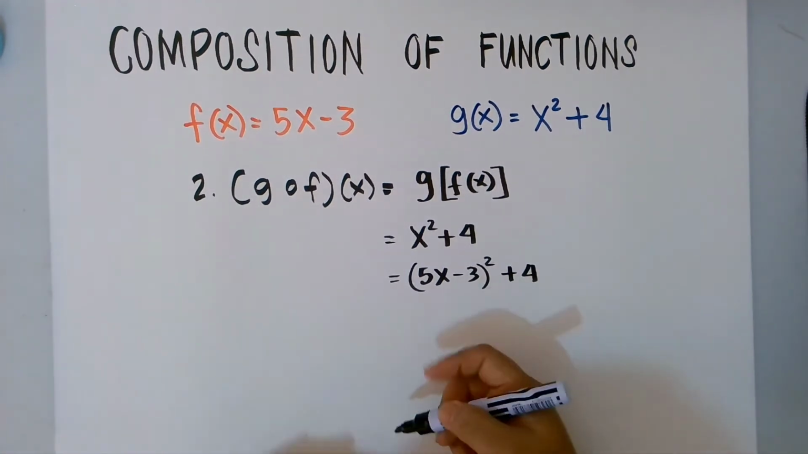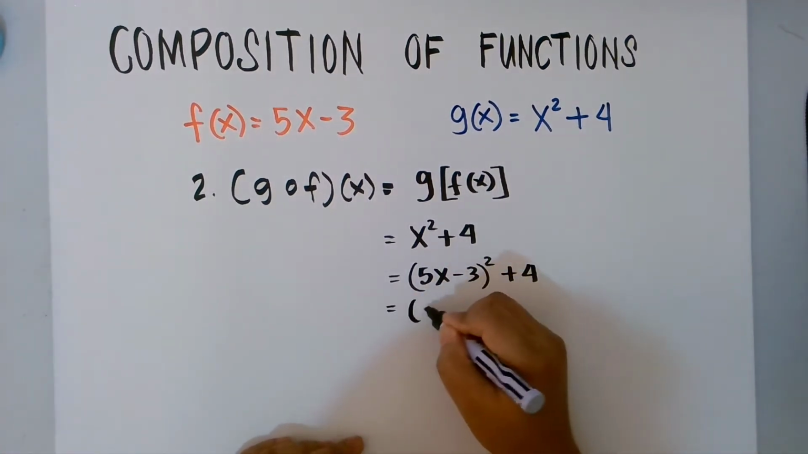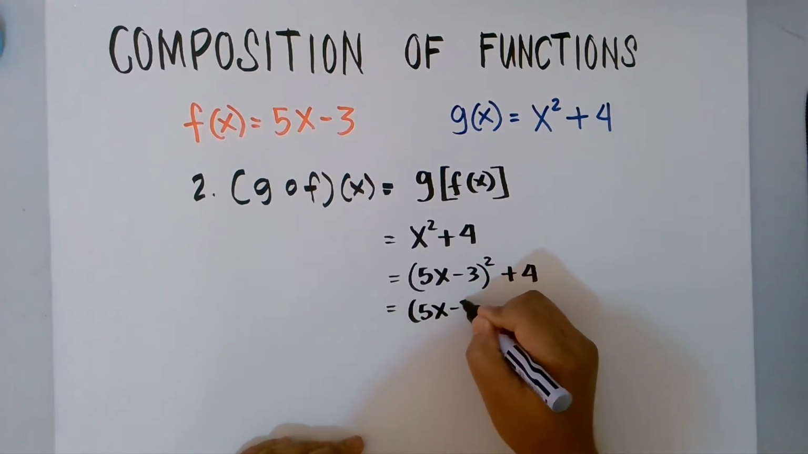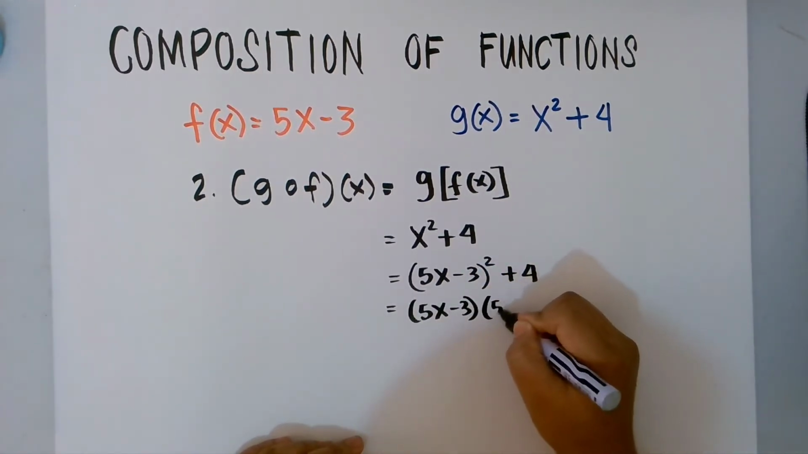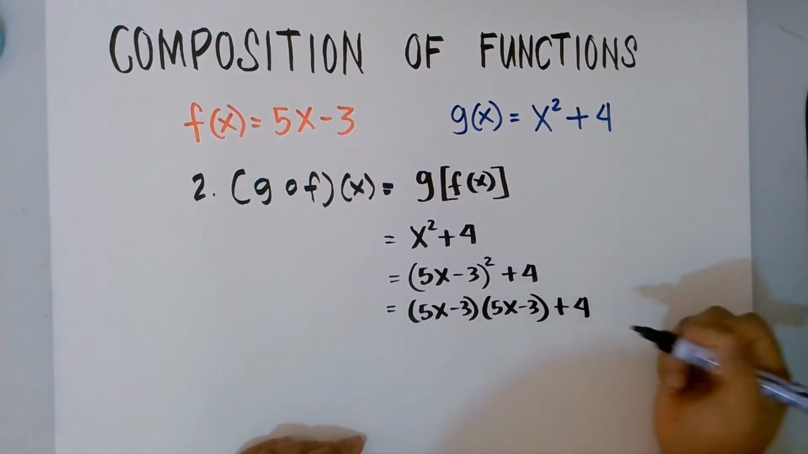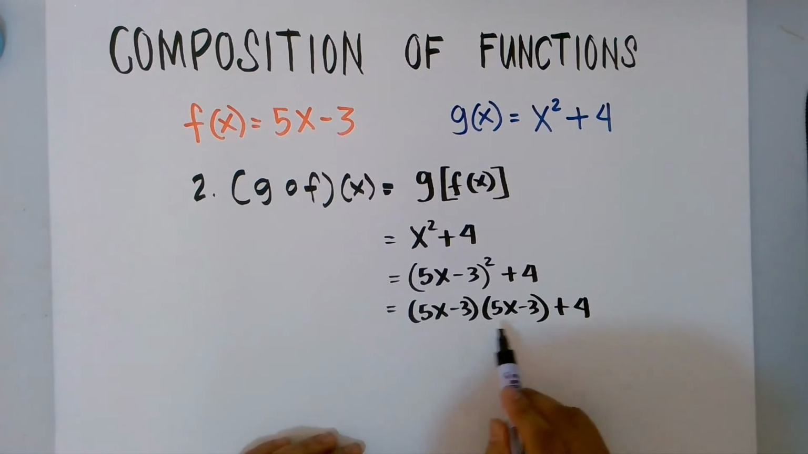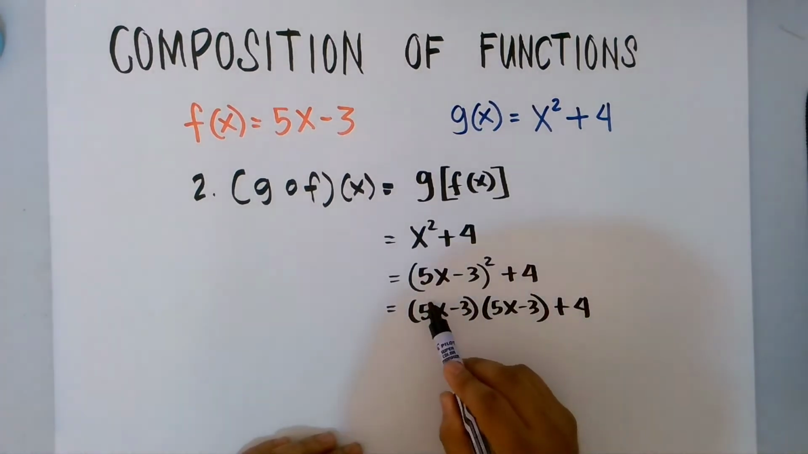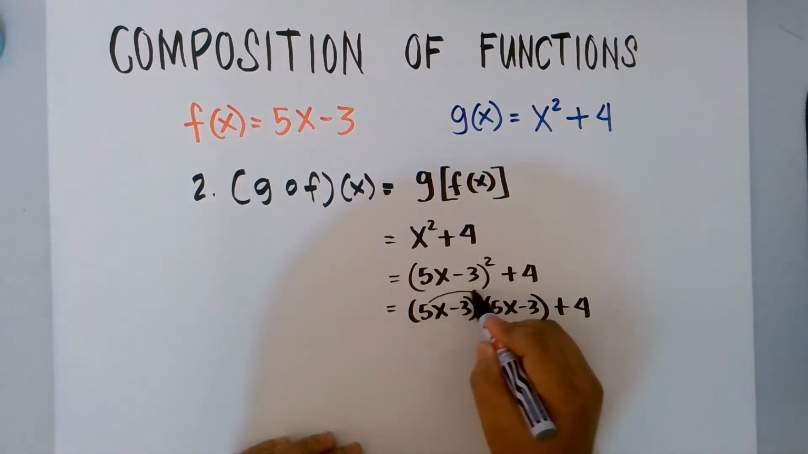So expand natin to kasi may exponent siya na 2. So ibig sabihin, we will multiply it by itself. So it will be 5x minus 3 times 5x minus 3, then plus 4. Okay. So yan, we can use FOIL method here. So first term to first term.